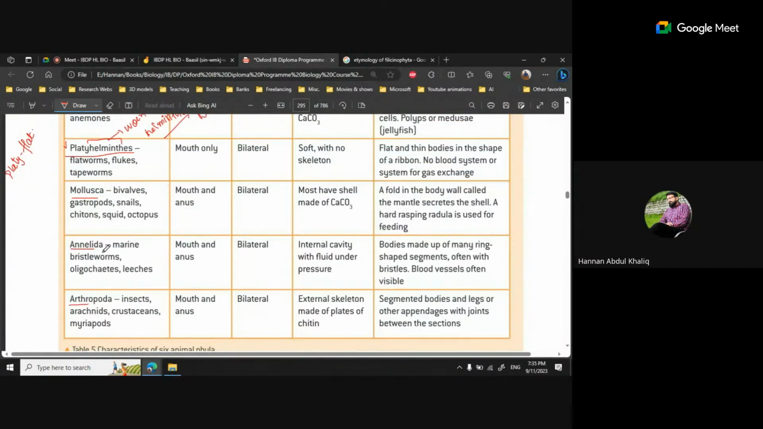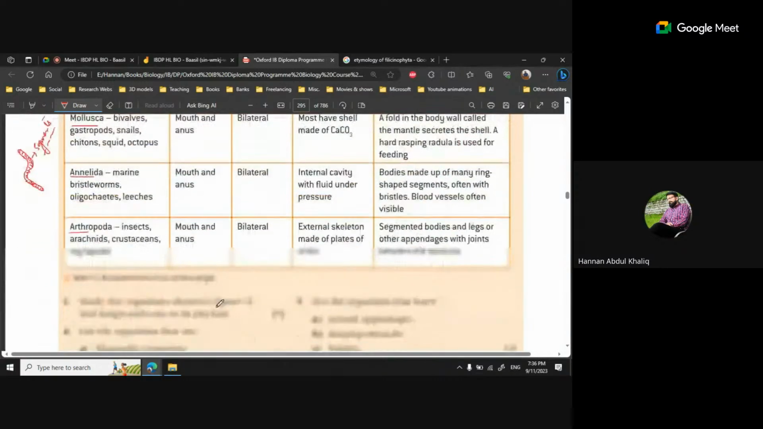Annelida, basically these are very much specialized, and if I create an annelid, it would look like this. They may look like worms, but they are like this. They have segments on their bodies. And then arthropoda, I have told you a bit about them.